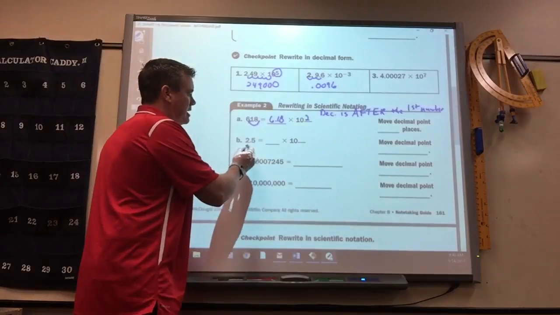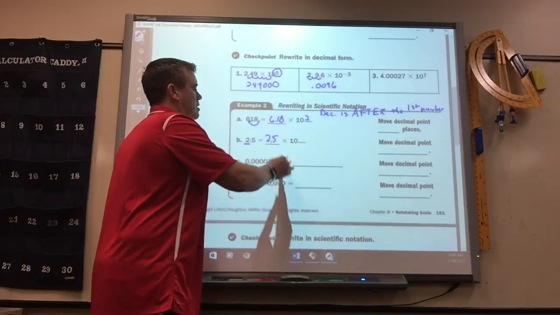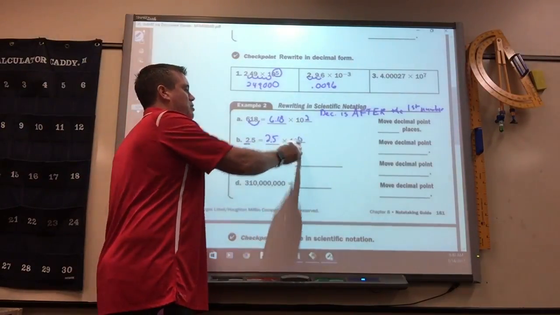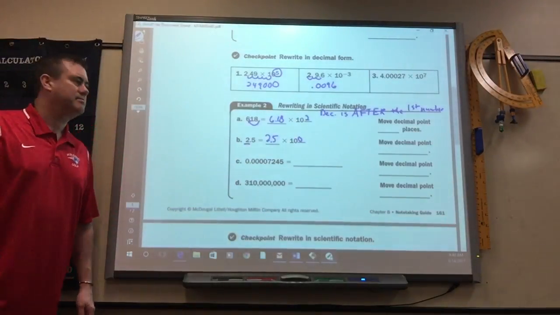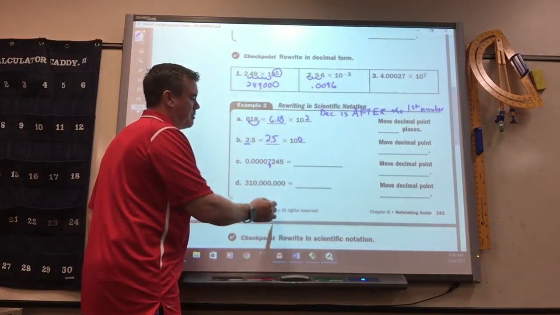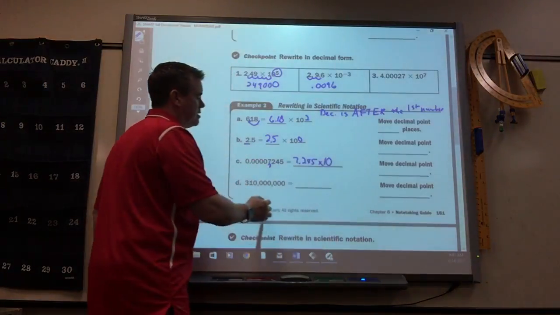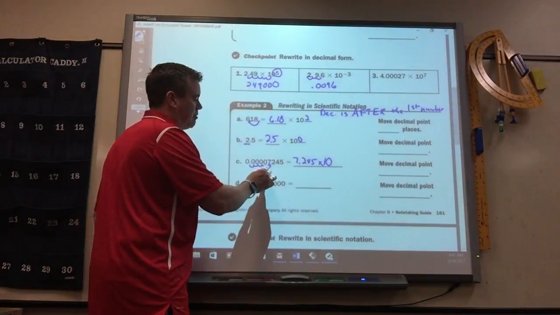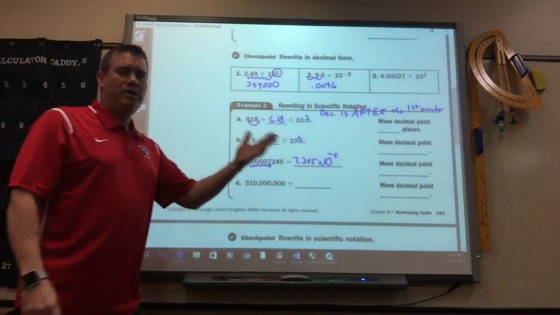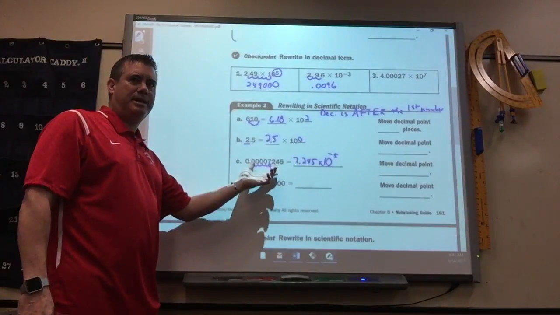So here, it already is after the first number, so do I have to move it? No. So 2.5 times 10 to the? 0. I moved it 0 spots. 10 to the 0. Here, it would move to after the first number, so it's 7.245 times 10 to the 1, 2, 3, 4, 5. And it was a decimal, so it's negative 5. The way you can double check is if I look at this, I know I have to move it 5 to the left, and it'll end up like that.